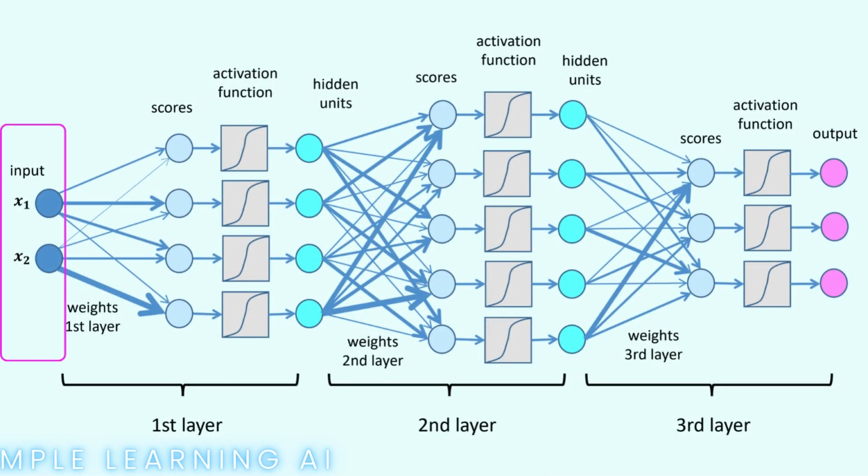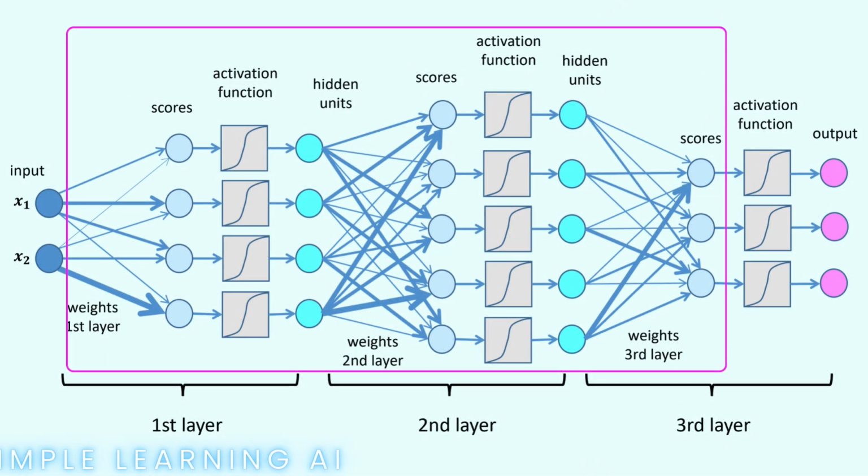Input layer. This is where the data enters the neural network. Hidden layers. These are the heart of deep learning, and where the magic happens. Each hidden layer is made up of neurons, and each neuron does a simple job: takes input, applies some math, a weighted sum, and passes the result through an activation function to add nonlinearity.